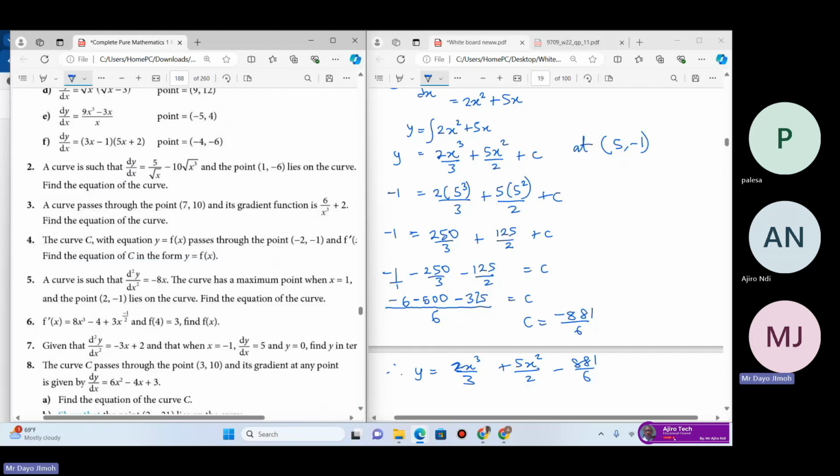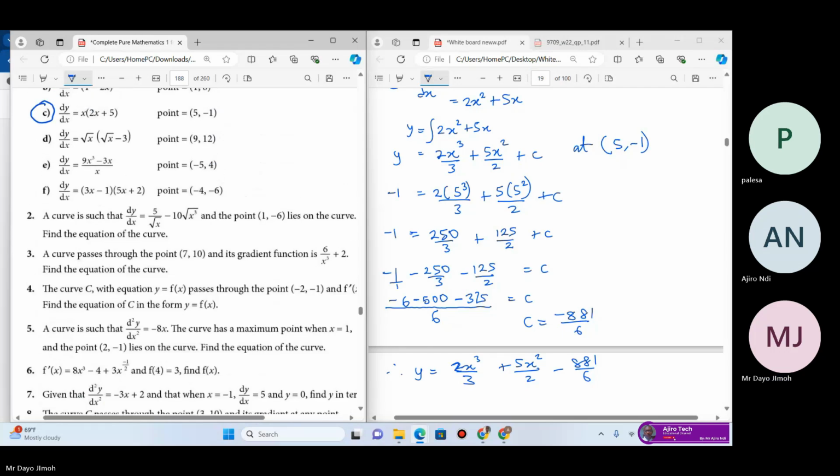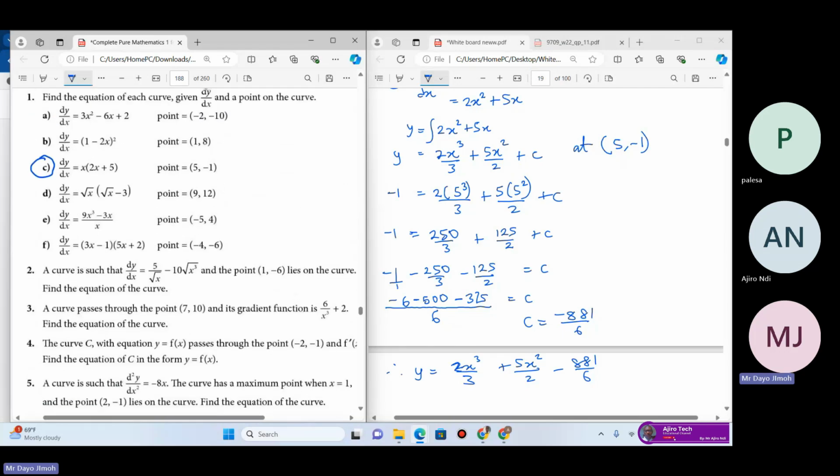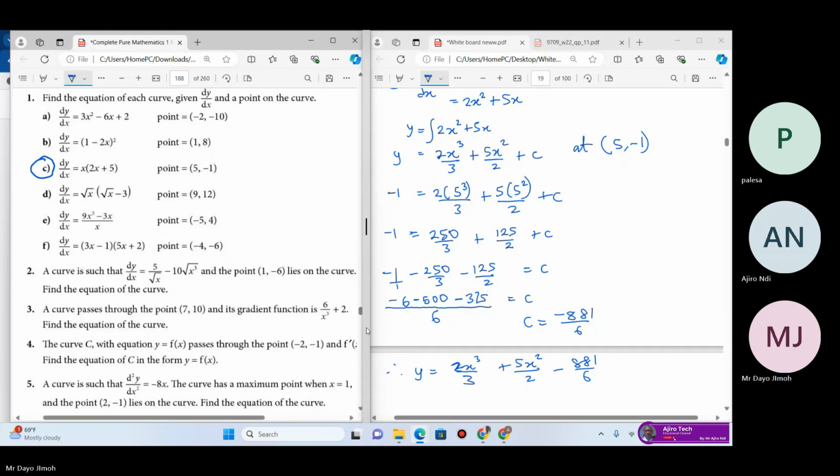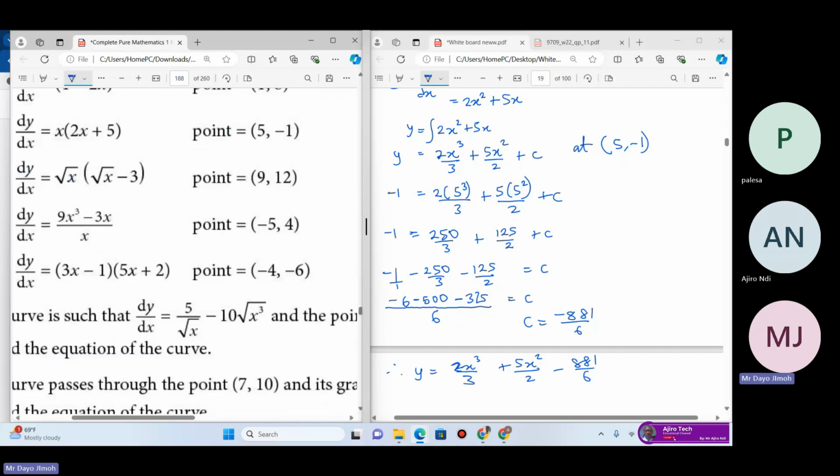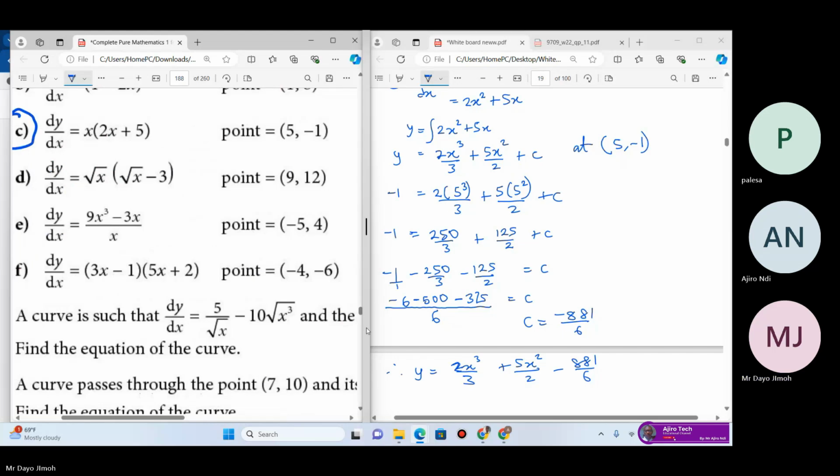Okay, just do number 1e. This one, do number 1e. So that means that you will divide first, isn't it? This x will divide both of them first. True or false? You agree, right? Yes, sir. Okay.